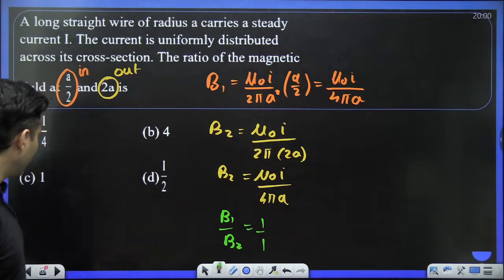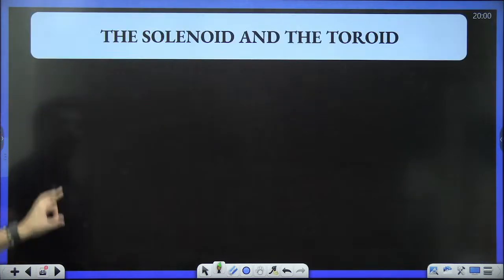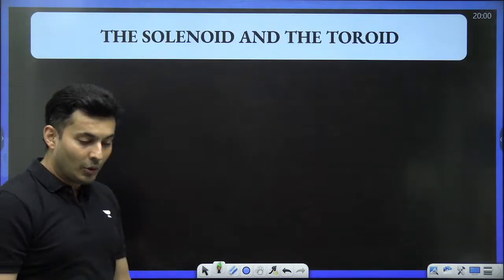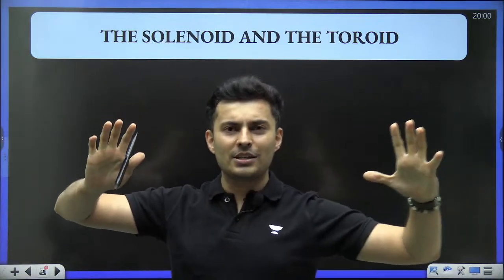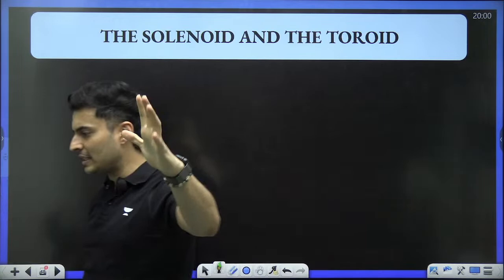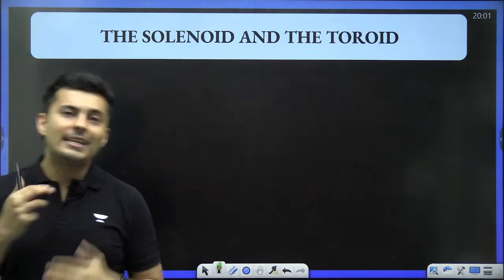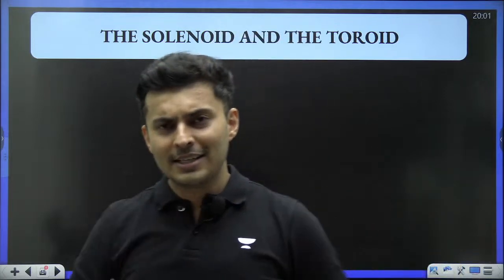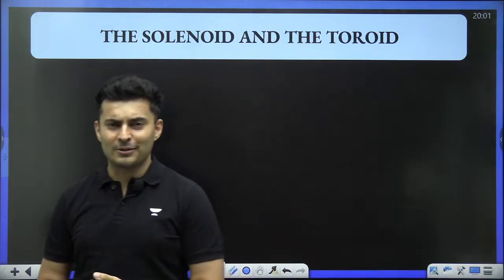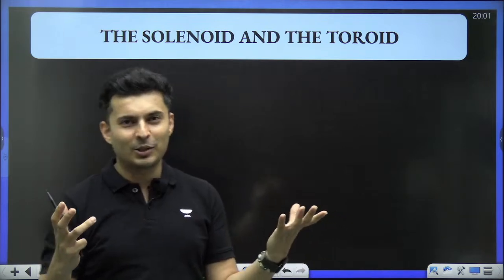Great. Moving on to the next question coming up on your screen. Solenoid, and okay, so for that we need to study the solenoid and the toroid. So you have seen the basic applications of Ampere's law, right? Now let's go to something called the solenoid and the toroid, which are the secondary applications of Ampere's law. What is a solenoid? What is a toroid?